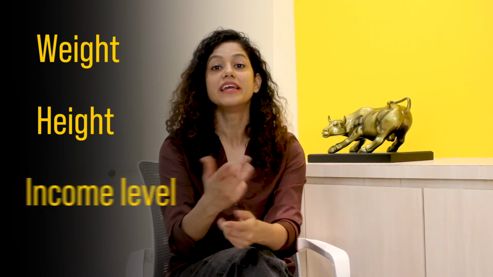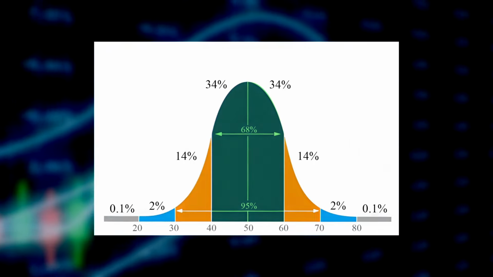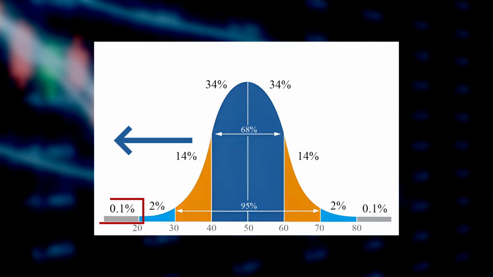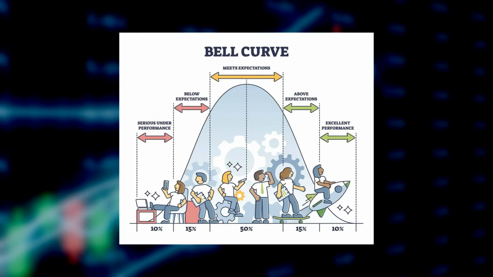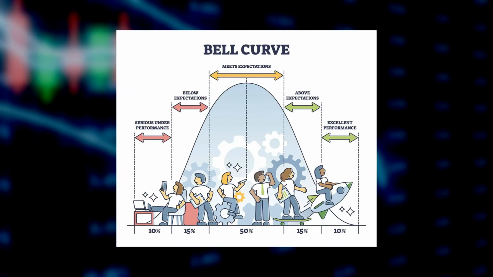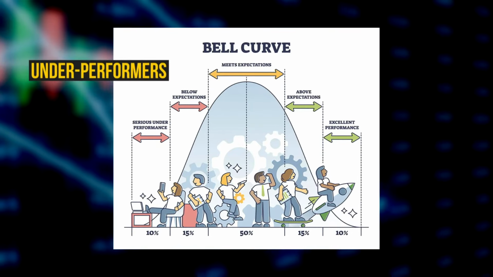For beginners, whenever you plot a random set of data like the weight of people, height of people, or the income levels of people on a chart, it will take the form of a bell curve, meaning the majority of the data will be stacked towards the midpoint of the bell curve. There will be some outliers towards the extreme right and to the extreme left. For example, organizations often use bell curves for doing performance appraisals. Most of the performers would be around the middle, who have performed well in line with expectations. There will be few outperformers on the extreme right, and there would be some underperformers on the extreme left.